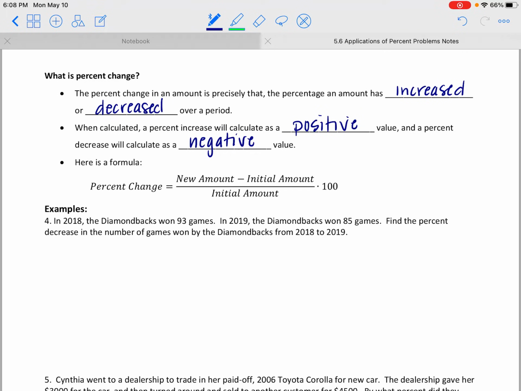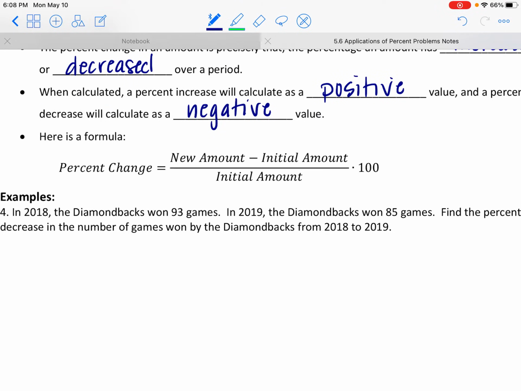All right, so here's a formula to find our percent change. We take a new amount minus a starting amount, some initial amount, and divide by that same initial amount. That fraction gets multiplied by 100, and that's going to give us our percent change. Okay, so let me show you how this works.